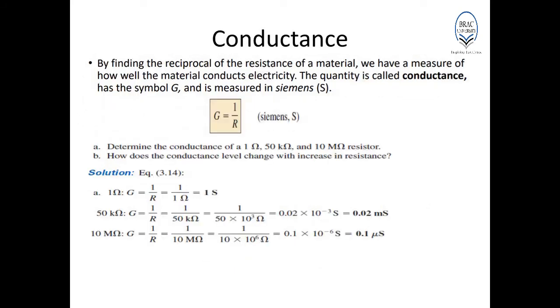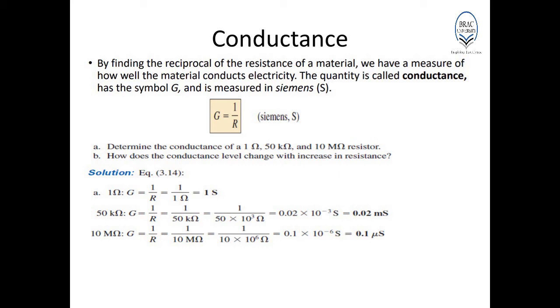Conductance. Conductance is inversely proportional to resistance of a material. By finding the reciprocal of the resistance of a material, we can have a measure of how well the material will conduct electricity. Conductance has the symbol G and its unit is S.